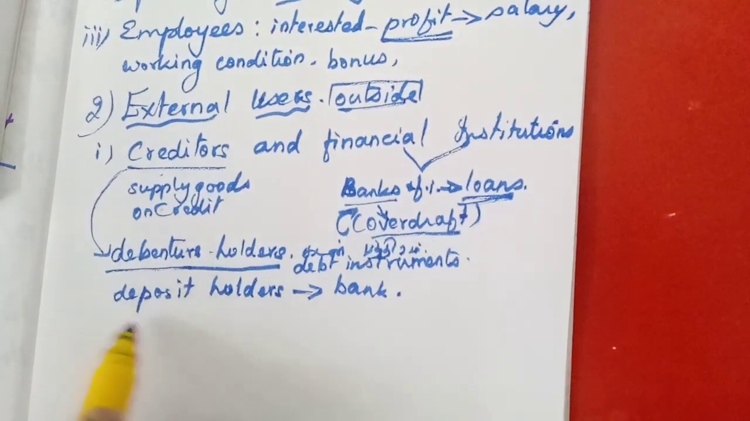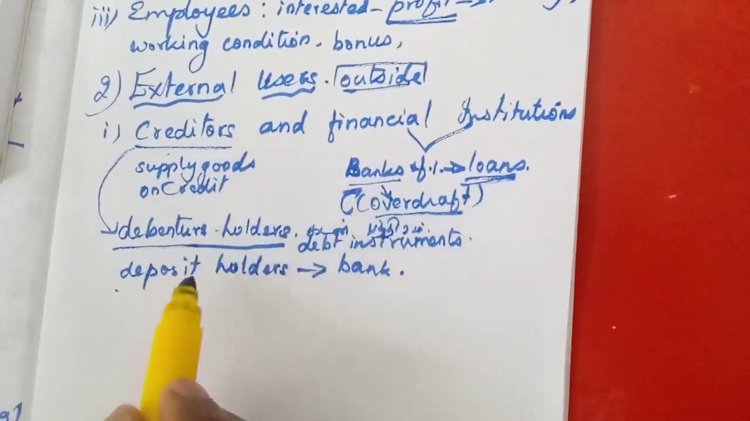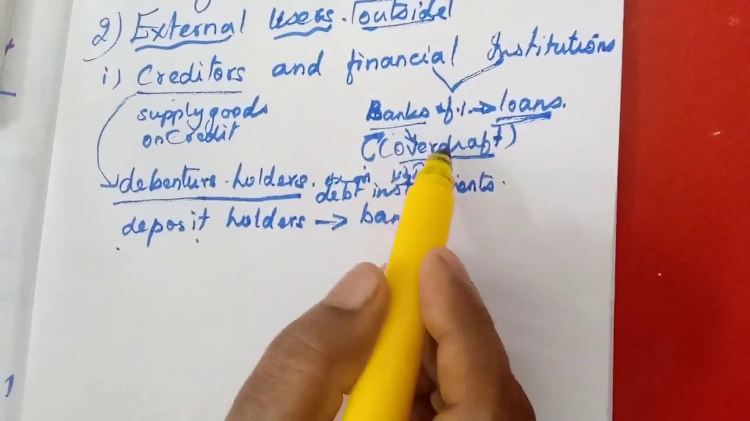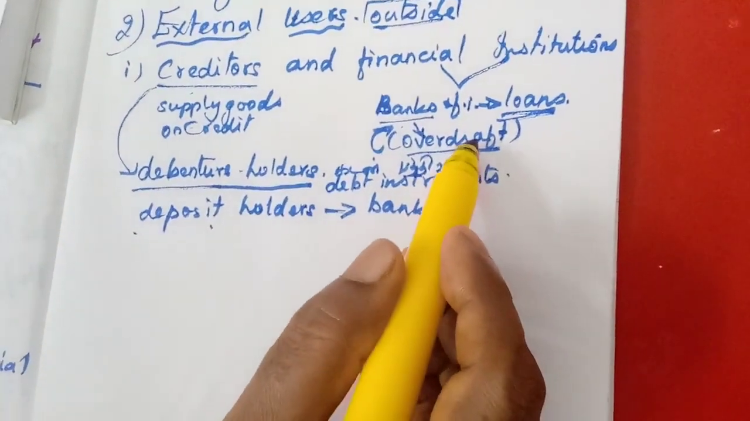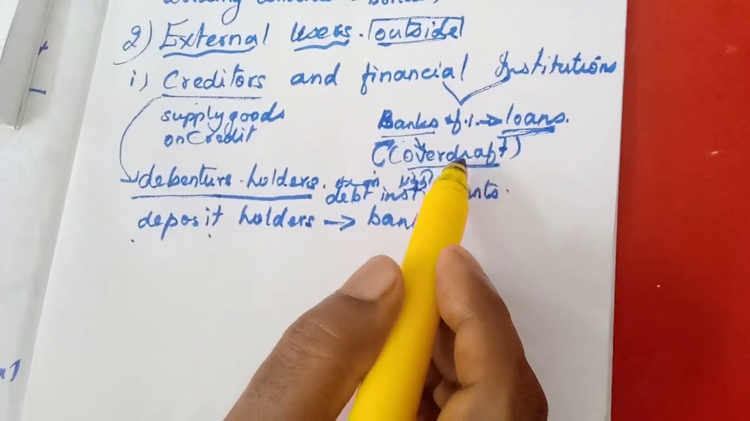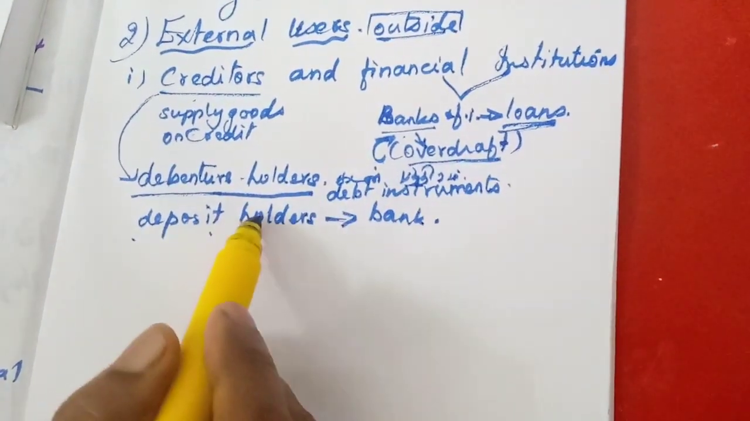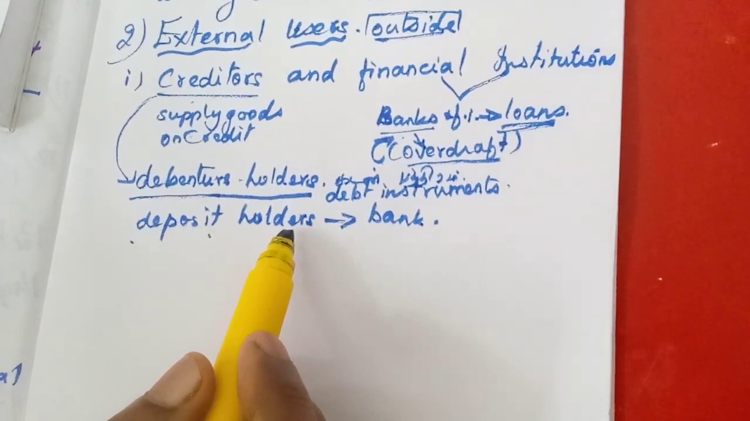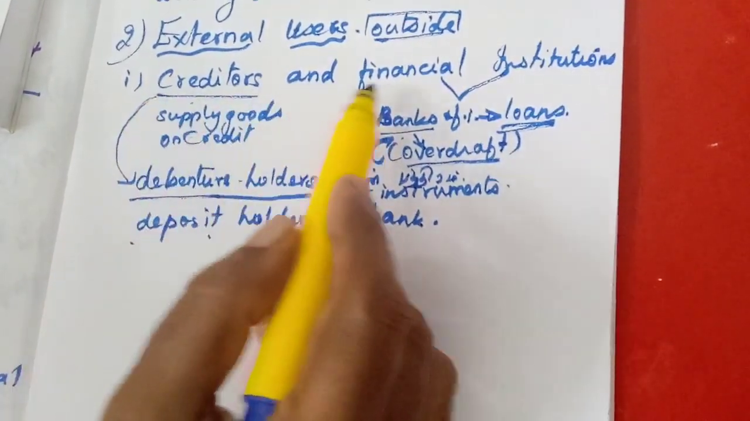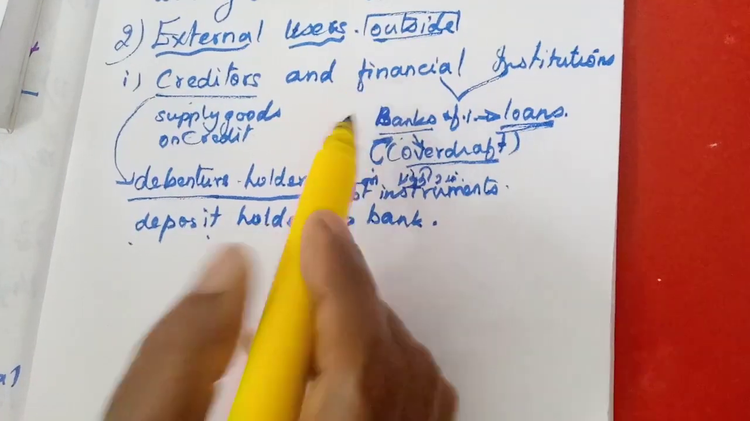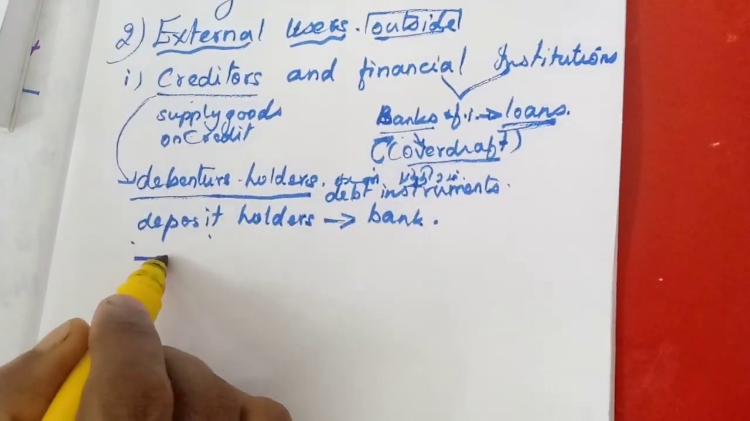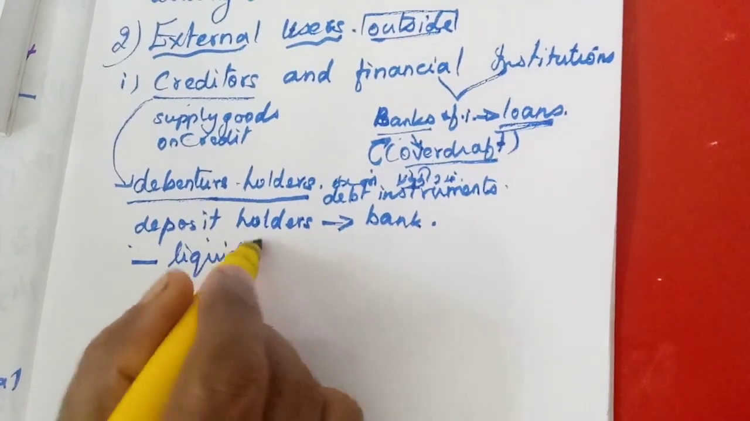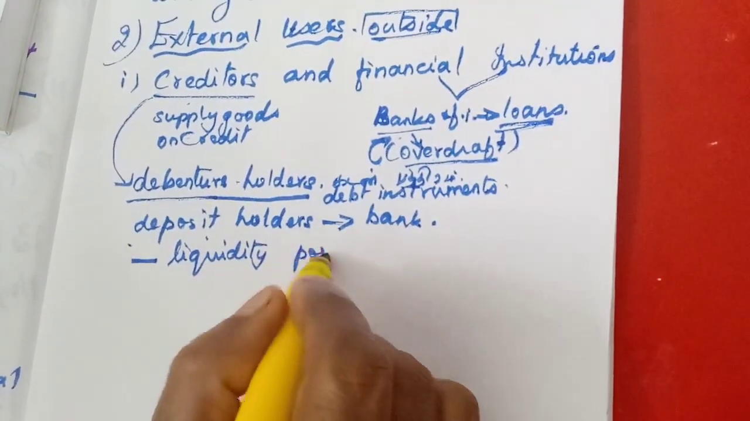So all these people, maybe the creditors who supply goods on credit, then debenture holders, the banks who provide loans for us, then financial institutions who provide loans, then debenture holders, deposit holders, all these people are included under creditors and financial institutions. These people want to know what? The liquidity position of the company. What is this liquidity position?